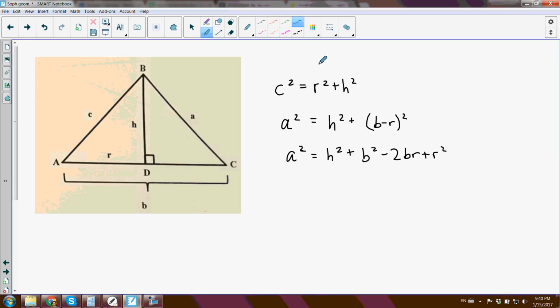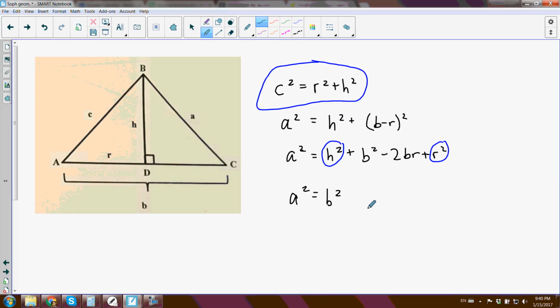Now notice, I'll circle in blue, c squared equals r squared plus h squared. So r squared plus h squared, together those two make c squared. So that means that a squared equals b squared plus c squared minus 2br.